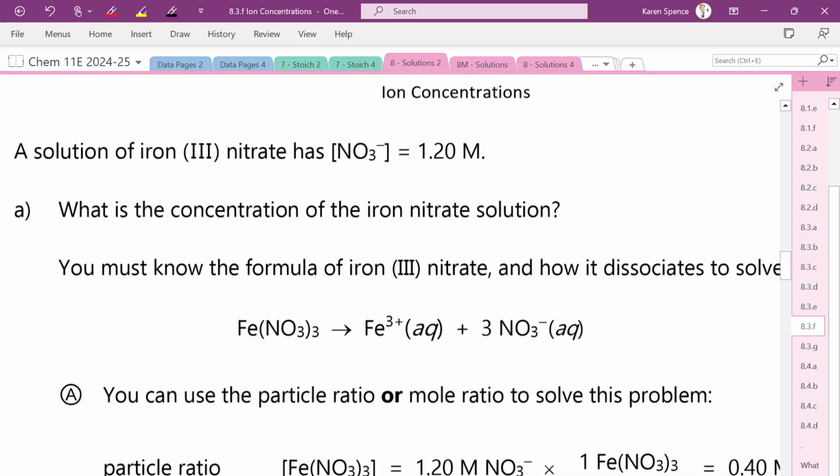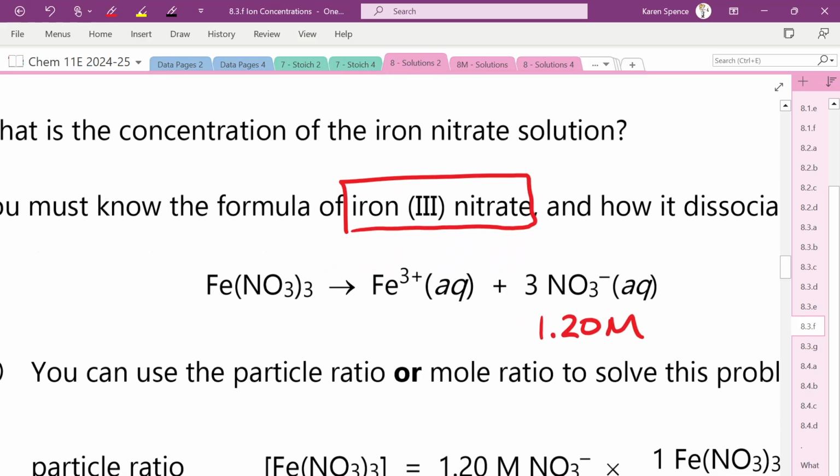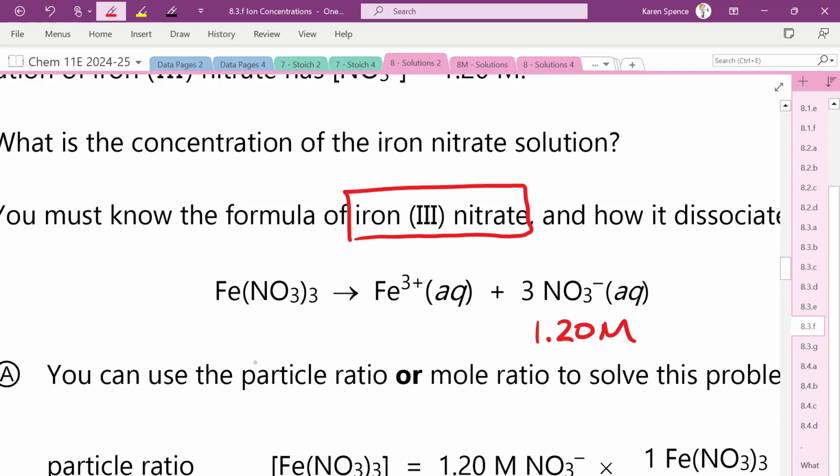Anyway, if we have iron(III) nitrate, and if nitrate is 1.20 molar, what is the concentration of iron(III) nitrate? Could you fill that in just by looking at it? What would it be? 0.400 molar. And iron would also be 0.400 molar. So that's sufficient. That's all you need to do.